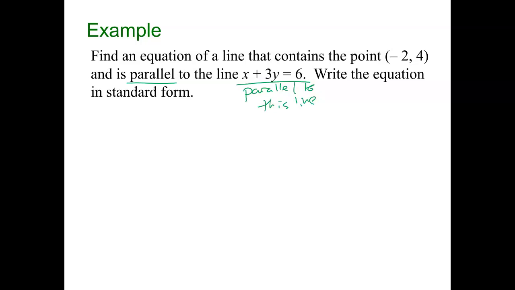All I need to know about this equation is its slope. It's the only thing I need from that line. I don't care about anything else, because I have another line that goes through this point, (-2, 4), but it has to have the same slope as this one, so I need to know what its slope is.